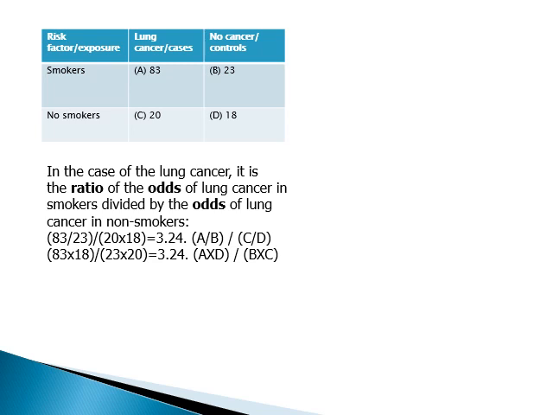Another example, smokers, non-smokers, lung cancer, no cancer. In the case of lung cancer, it is the ratio of the odds of lung cancer in smokers divided by the odds of lung cancer in non-smokers. Either way, we get the odds ratio equals 3.24, which means that the odds of getting lung cancer among smokers is 3.24-fold that of those who were non-smoking.